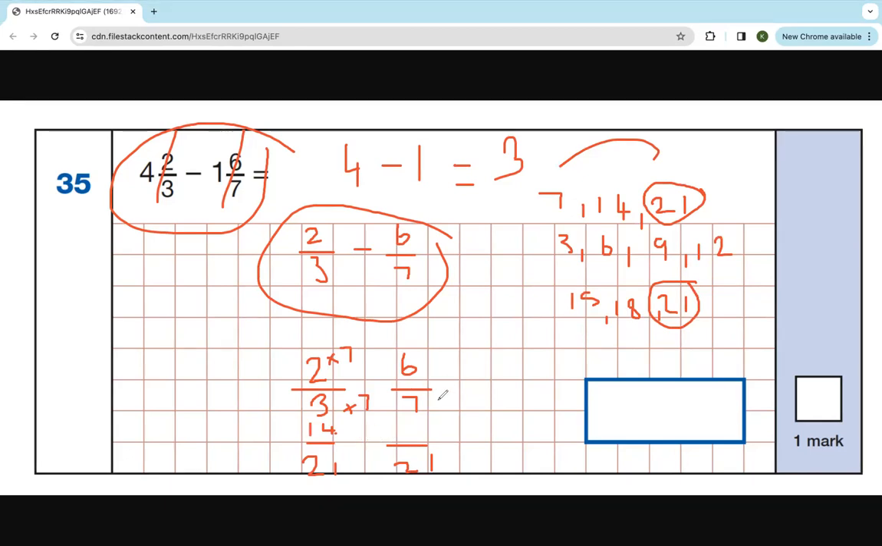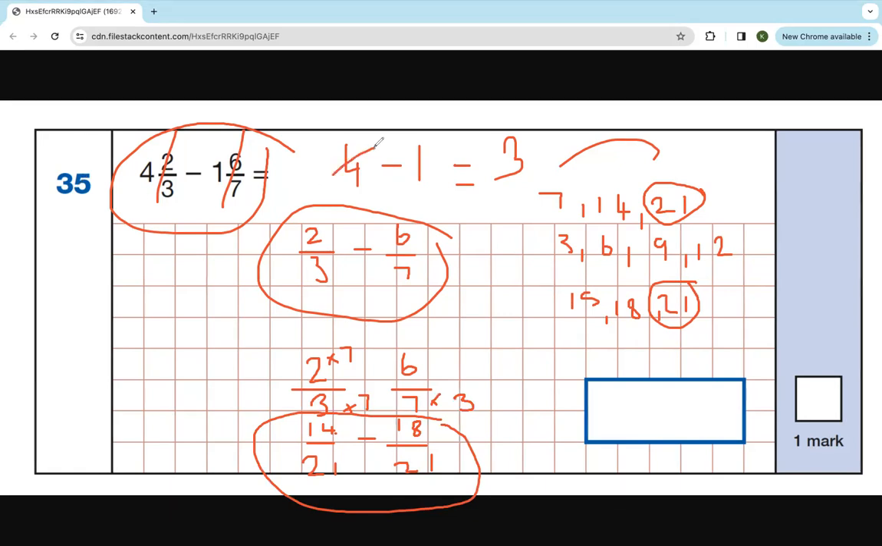So let's have a look at this one. How do we turn a 7 into 21? You times by 3. Whatever you do to the top, you do to the bottom. Whatever you do to the bottom, you do to the top. So 6 times 3 is 18. And now we see I cannot subtract. It's pretty impossible. 14 can't take away 18 because we're not looking at minus or negative numbers here.